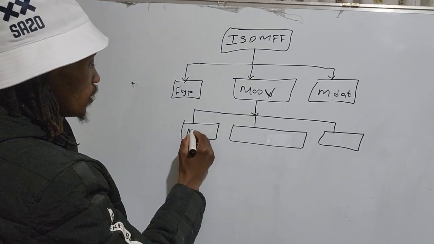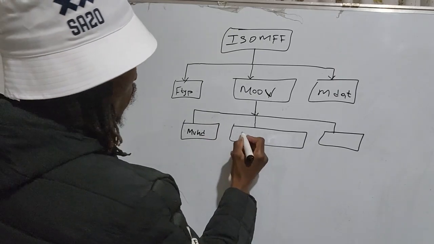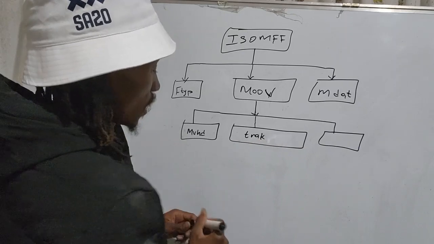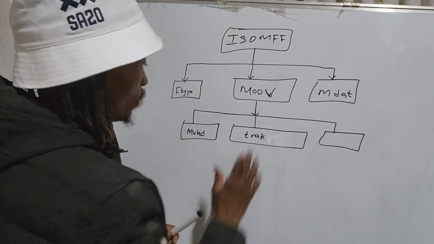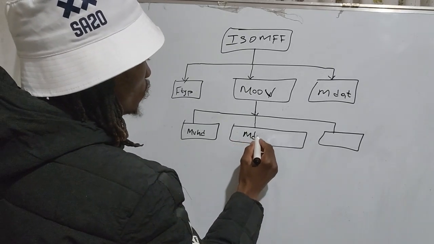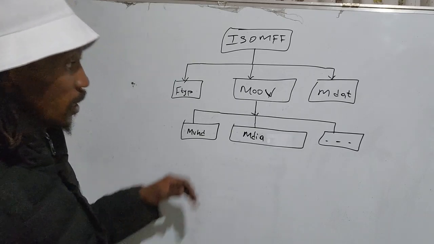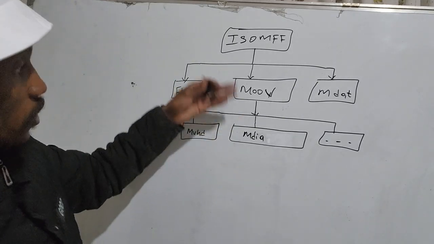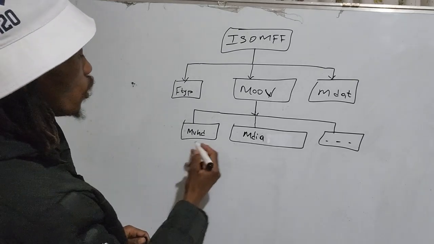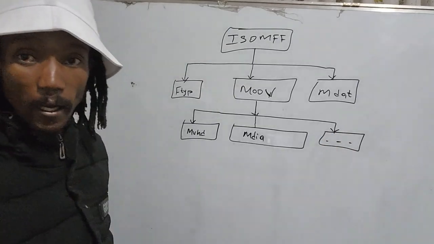One of them, I think, is movie header, and the other one here would be something like media. Should be media here, not track. Media, and etc. And so this hierarchy can continue until you get to an object that is a content object.